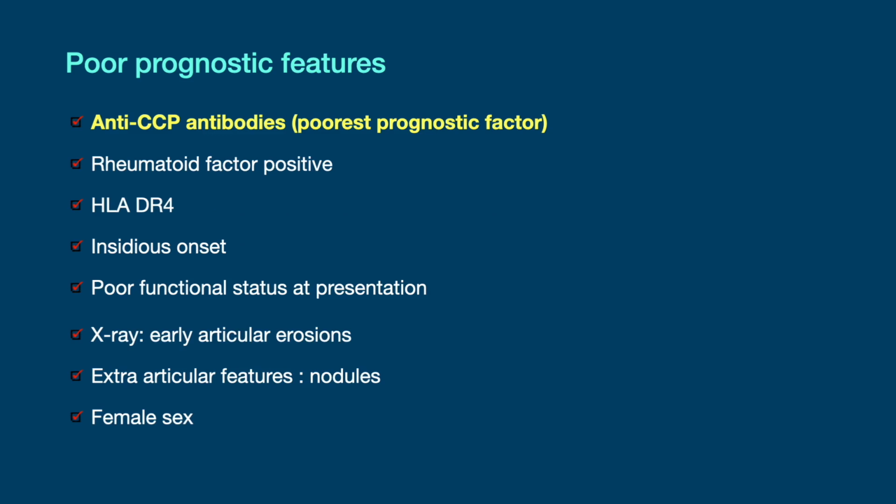Poor prognostic features include anti-CCP antibodies, which is the poorest prognostic factor of all, rheumatoid factor positive, HLA-DR4, insidious onset, poor functional status at presentation, X-ray showing early articular erosions, as well as extra-articular features such as nodules and the female sex. Acute or sudden onset is not a poor prognosis.